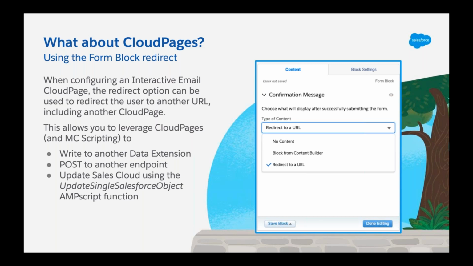You could update Sales Cloud using the update single Salesforce object AmpScript function, for example, if you didn't want to go the Journey Builder route. So there's a lot of power here in just thinking about the tools that exist within Marketing Cloud and how you can use this to get that data where you need it to go.